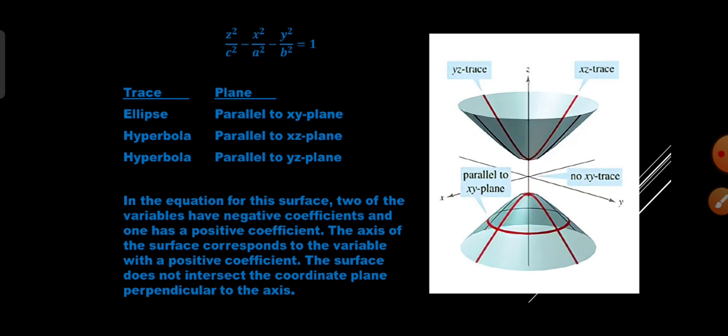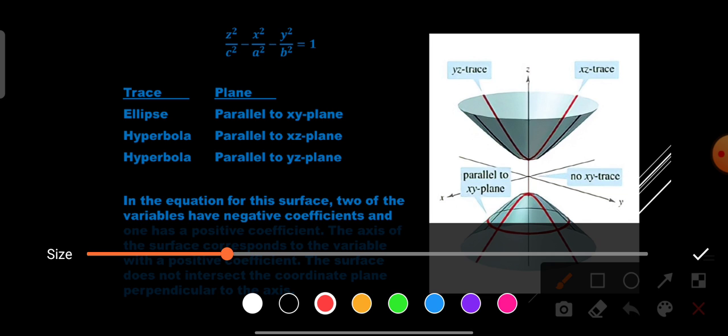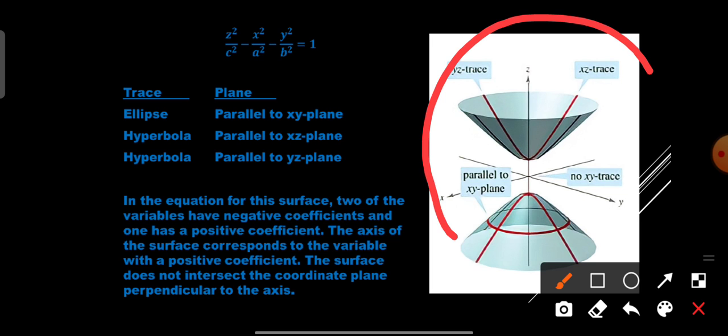So, as you see in this illustration, the traces are the ellipse parallel to the xy plane. Next is the hyperbola parallel to the xz plane. Then the hyperbola parallel to the yz plane.